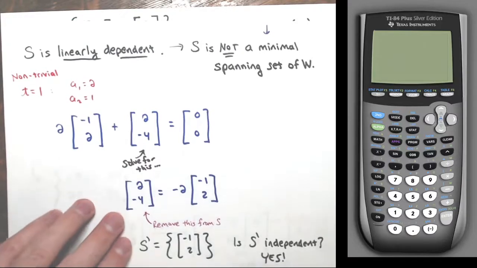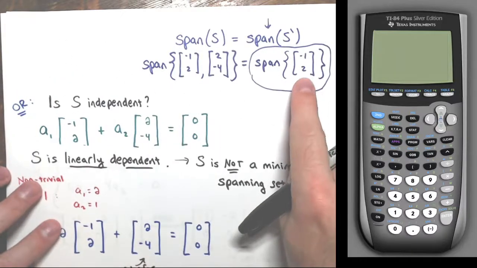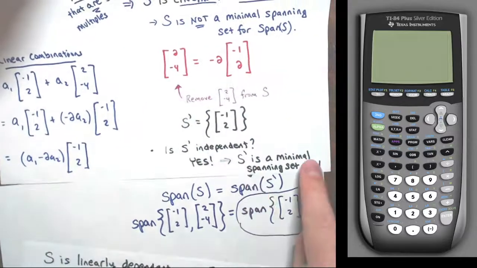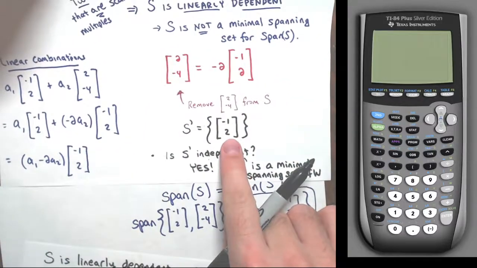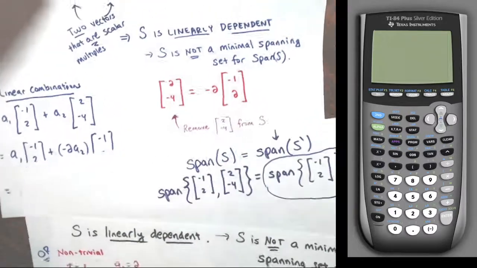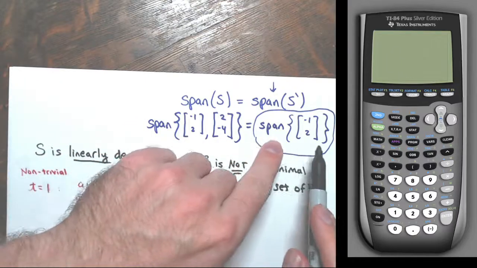And like I said earlier, this set here is the minimal spanning set, right? I wrote all that junk way earlier. So S prime, this set with just vector negative 1, 2 in it, is the minimal spanning set for W, right? So the span of these two vectors is the same as the span of this vector.